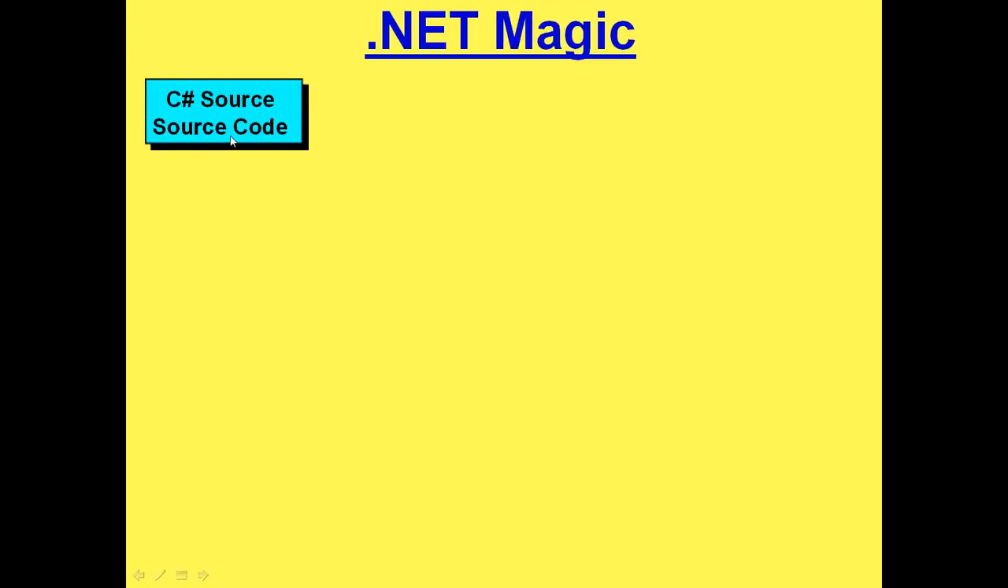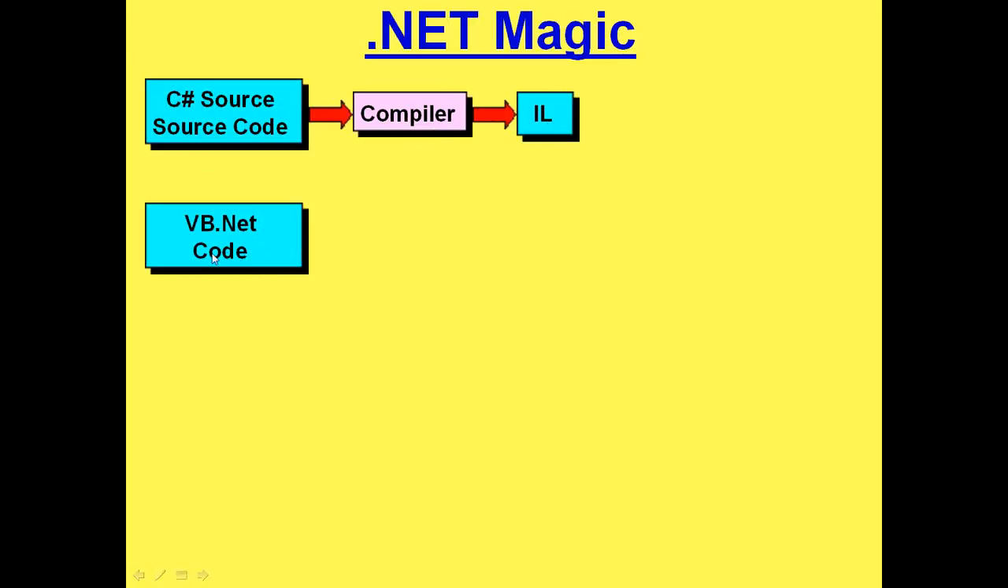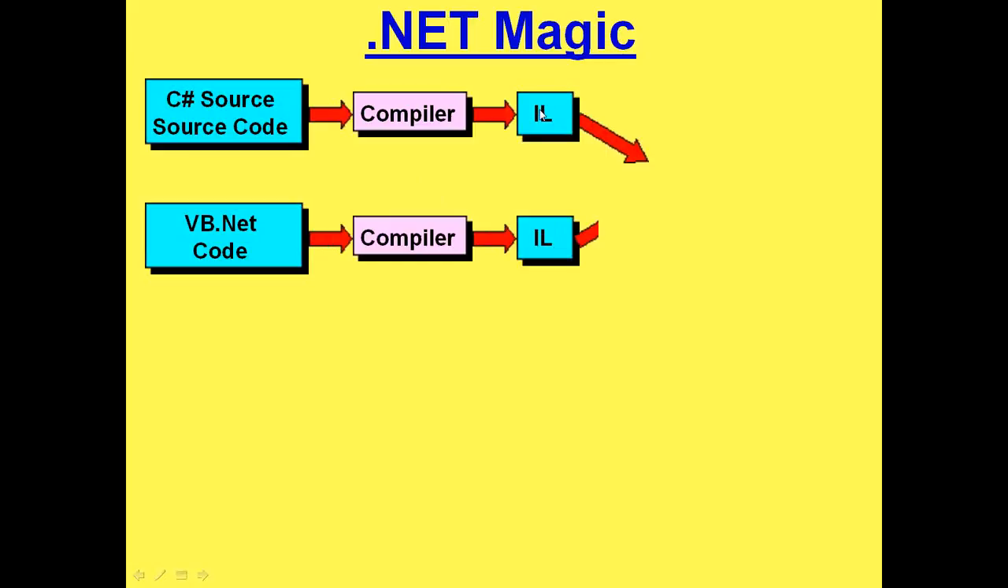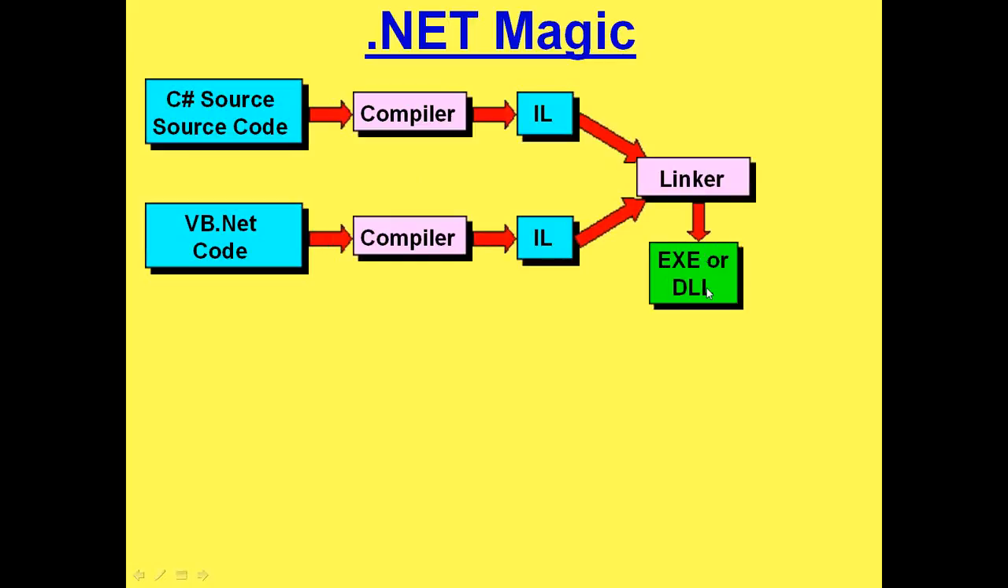So suppose I have written a C#.NET code. First of all, we need to compile the code, right? Once we compile the code, what we will get? IL code. IL stands for intermediate language. Suppose I have written a VB.NET code. You can compile this, and you will get IL code. Once you get the IL code, the linker will come into the picture, and the linker will create either an exe file or a DLL file.